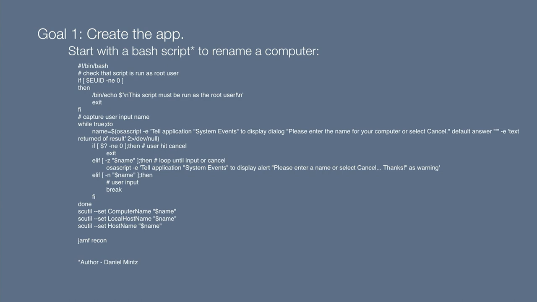Once everything's set, maybe familiar, scutil, set the computer name, local host name. And then particular to Jamf, recon, if you're not familiar, inventories the computer, sends the latest configuration back to the MDM server. If you use another MDM, there's probably similar commands. You can just start substituting those in. Get it to work in your environment.